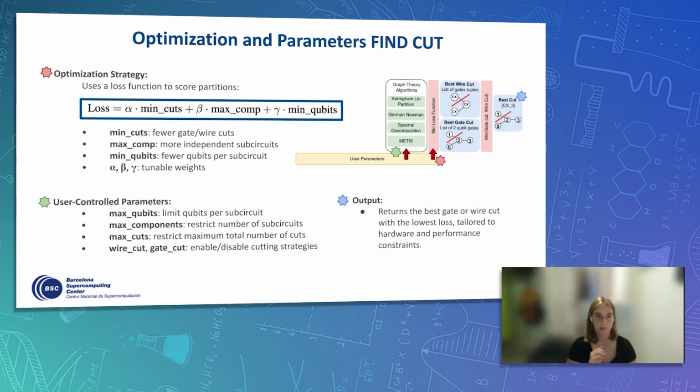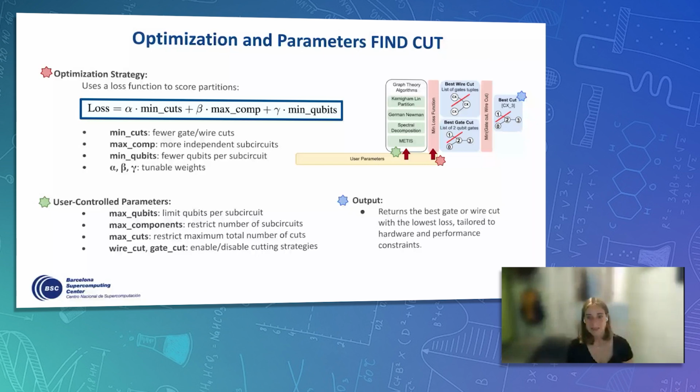As I mentioned, the optimization strategy, we have the loss function. In this loss function, we are trying to minimize the number of cuts, so the minimum number of cuts possible, the maximum components possible too, as many independent subcircuits as possible. And finally, the minimum qubits possible too. So if we can get subcircuits of 2 qubits, that's better than if they are 5.